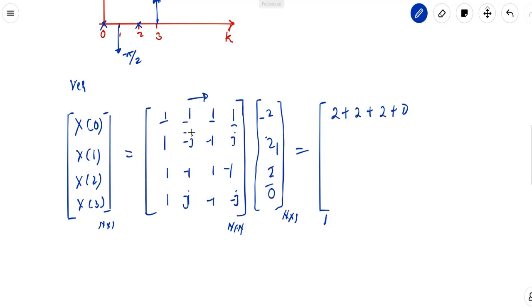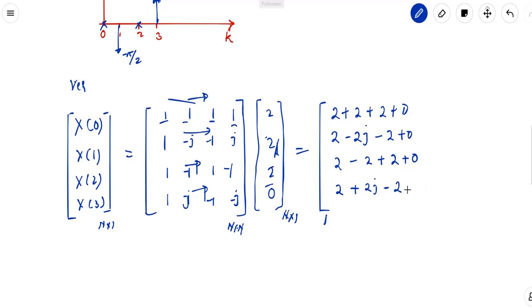Next I will take the second row, and the column is the same. This becomes 1 into 2, 2. The next value is 2 into minus j, so this becomes minus 2j. The next value is minus 2, the next value is plus 0. The third value is this row and the same column, so this becomes 2, minus 2, plus 2, plus 0. And the last row gives 2 plus 2j, minus 2, and plus 0.